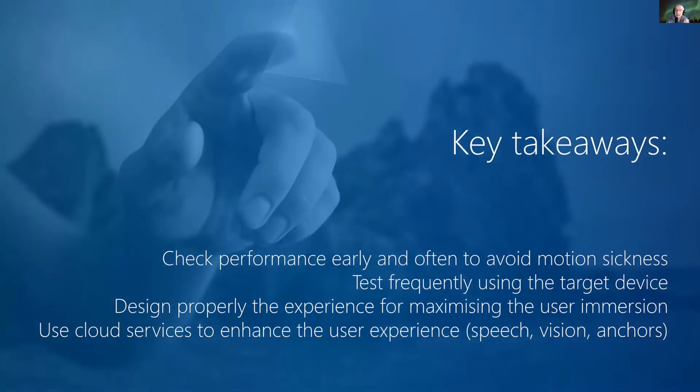And my key takeaways when starting to work with these apps is to check the performance early and often to avoid motion sickness, because this is very important. And clearly, there is no substitute for testing these apps in the device. Test frequently using the target device, and design the experience properly using the 3 types of immersion that we introduced before: the place illusion, the plausibility illusion, and the embodiment illusion. And use cloud services to enhance the user experience.